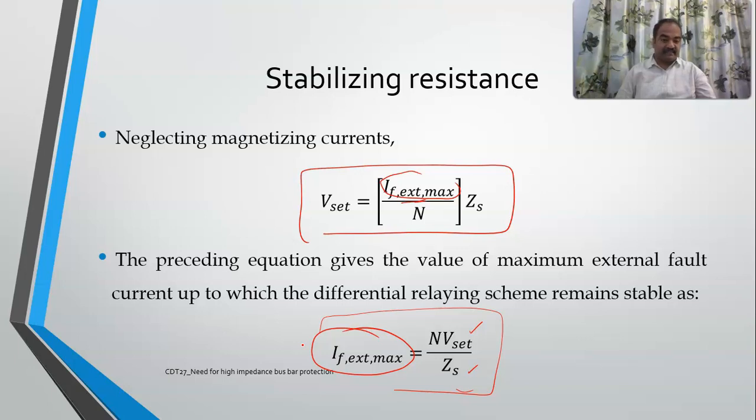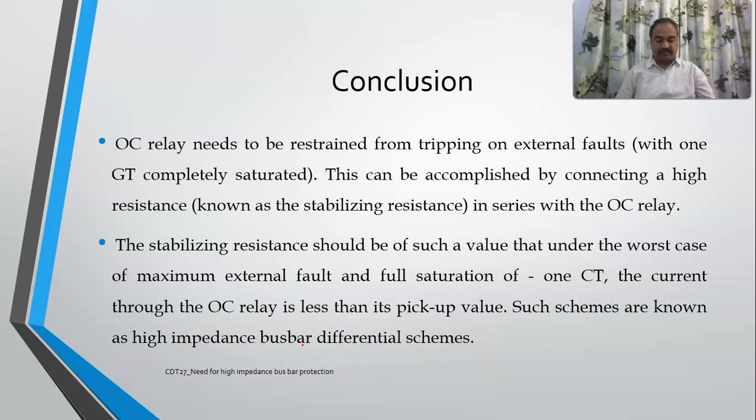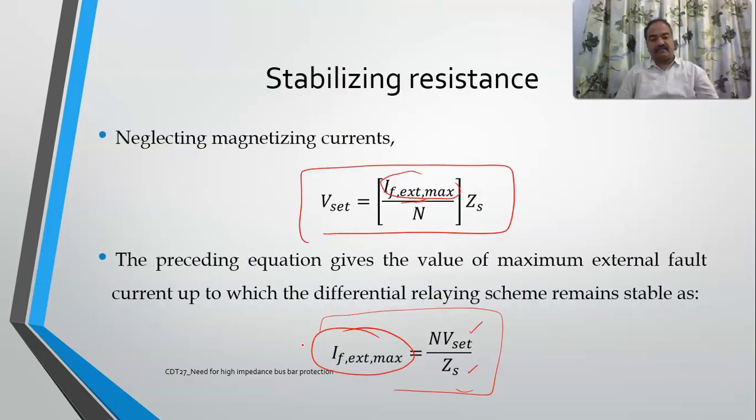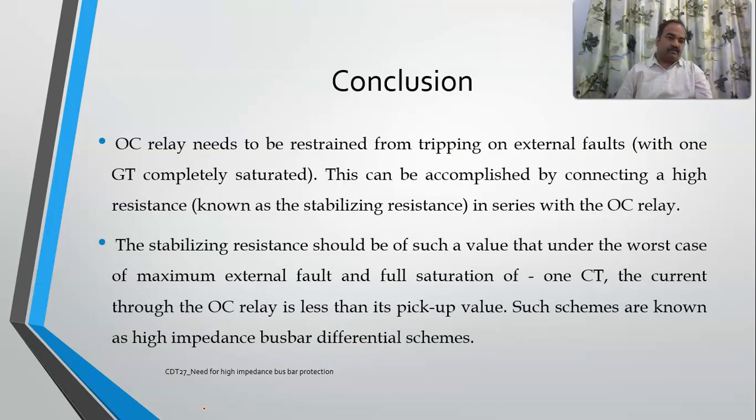And what is the stabilizing resistance? To ensure this, as I have already given the equation also, your stabilizing resistance must be greater than or equal to your Vset by your I pickup value. Understood? So this is the way we design a high impedance differential scheme.